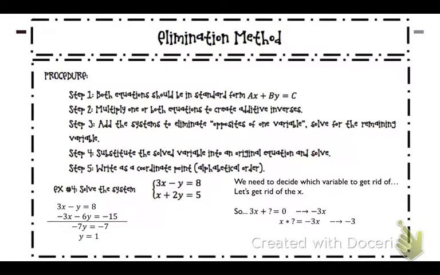Now that I have y, I need to plug that back into one of the two equations above. It doesn't matter, I'm just going to choose the first one. So I have 3x minus 1 equals 8. So that's 3x equals 9 if I add the 1 over. So x equals 3. Then I'm just going to write this as a point. So that's (3, 1). And you're done. Okay?